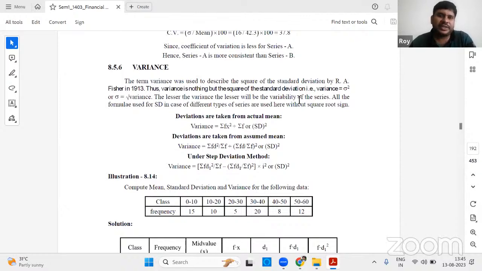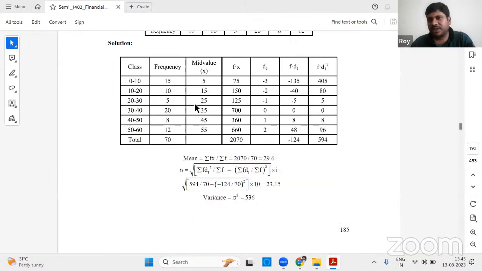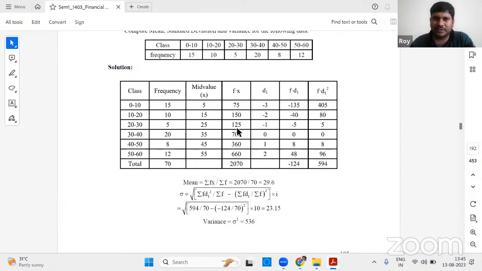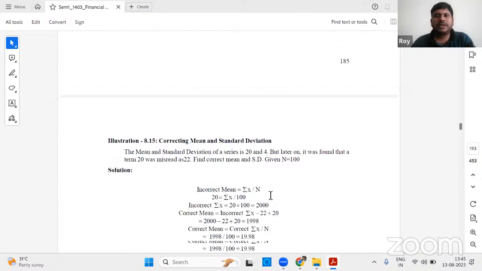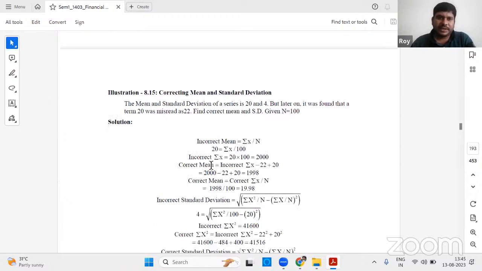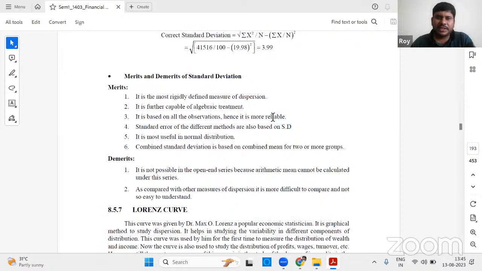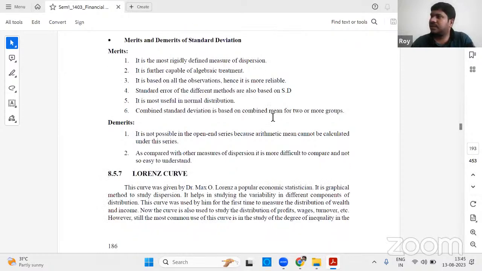Sigma means standard deviation. By using these combinations, whatever comes under it, you need to learn these formulas by heart, and the steps to calculate are also given here. Based on that, draw a table: frequency is given, from that take the mid value, take fx, take d1, and put it in the formula, and we'll get the answer. Next, correcting mean and standard deviation can also be learned. Merits and demerits of the standard deviation.